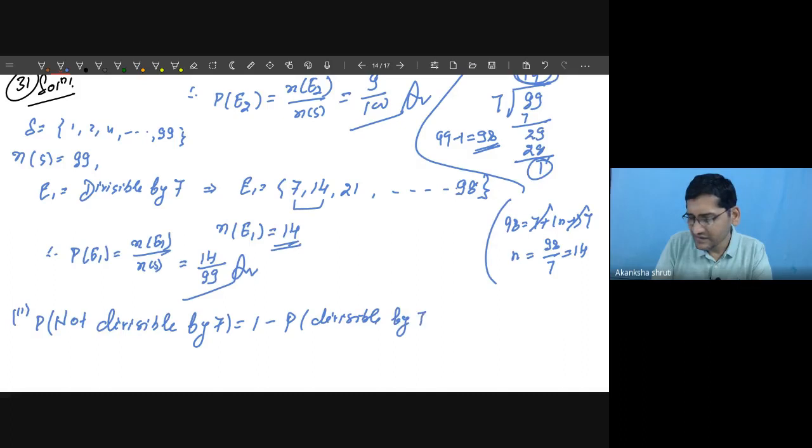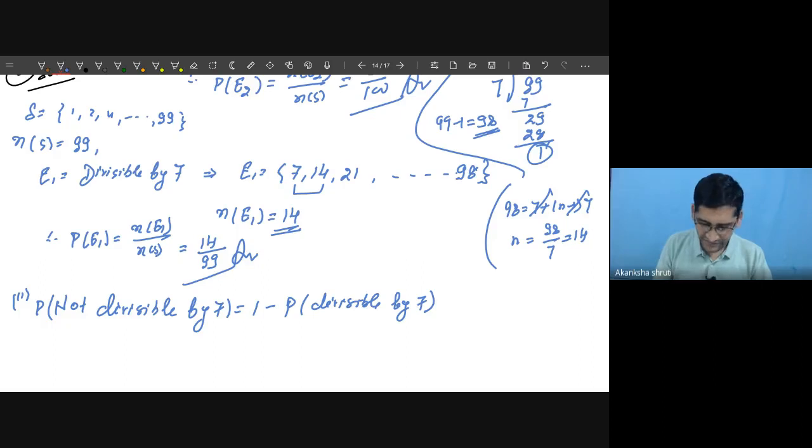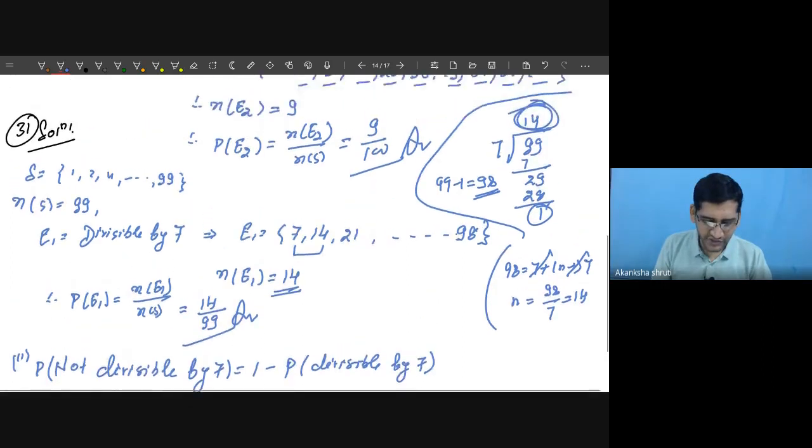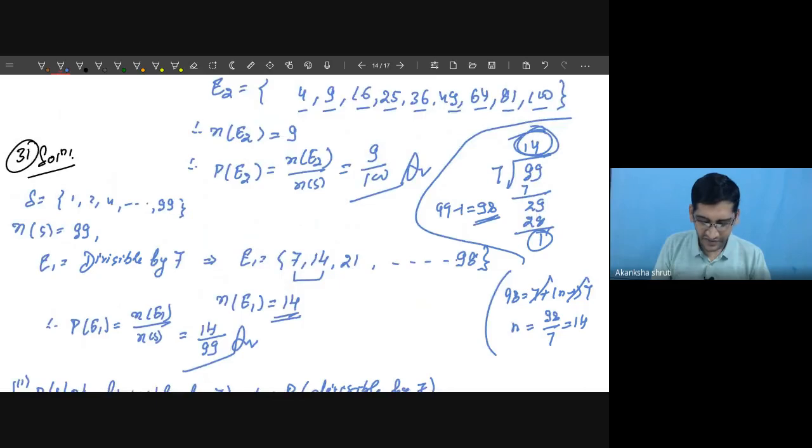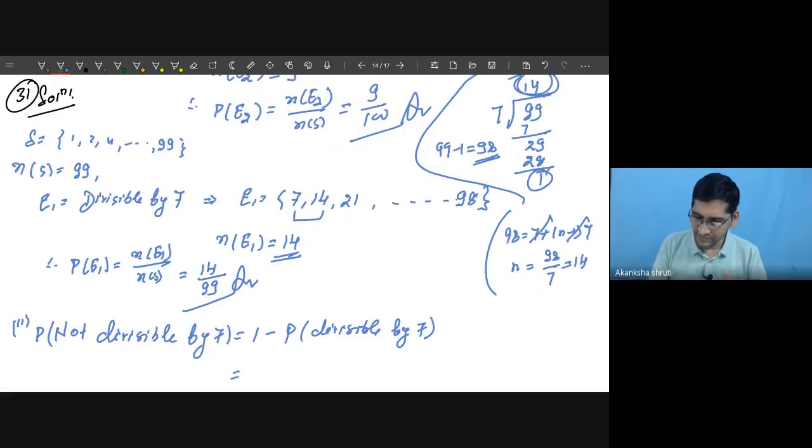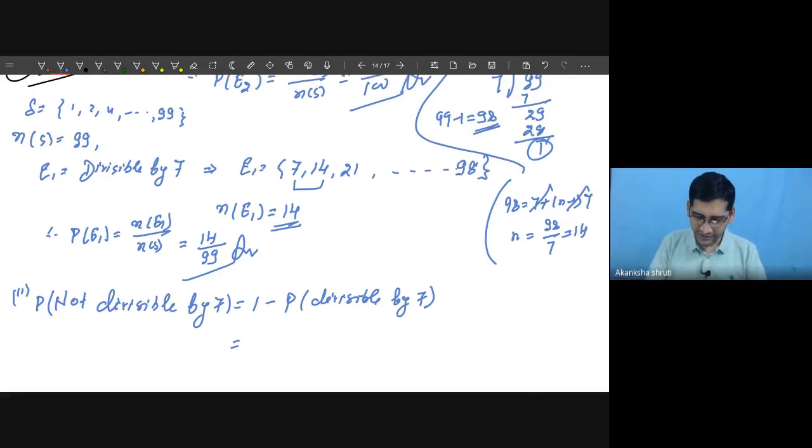So just subtract it. Or even you can calculate it thoroughly, by considering the first member as 1, 2, 3, 4, and then removing this 7, then getting the event. That way you can, but that will take a longer time. So that's why we are using this complementary method.